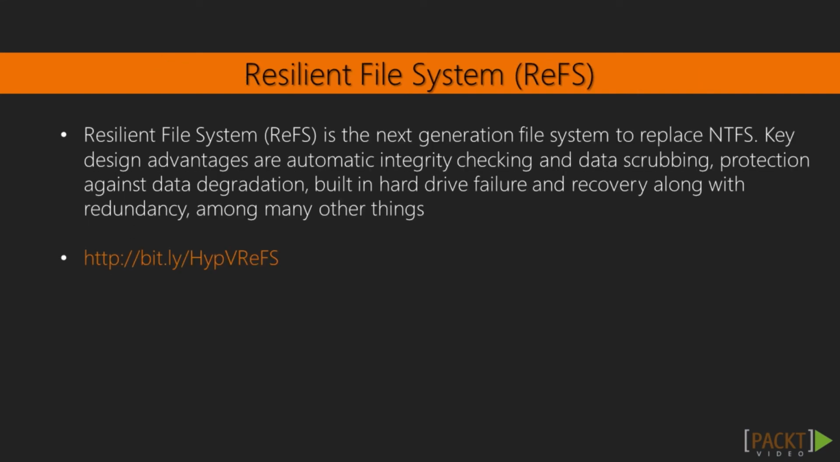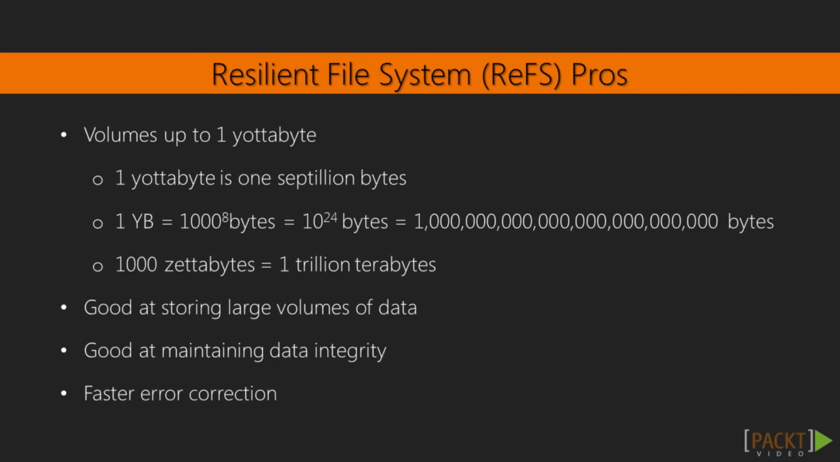Resilient File System is the next generation file system to replace NTFS. Key design advantages are automatic integrity checking and data scrubbing, protection against data degradation, built-in hard drive failure and recovery, along with redundancy. These are just a few of the new features available in the new Resilient File System. Let's take a look at some pros and cons. I think you'll find this interesting.